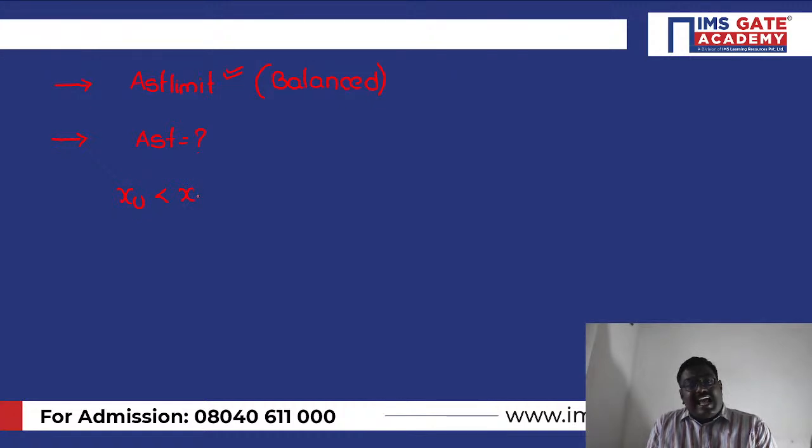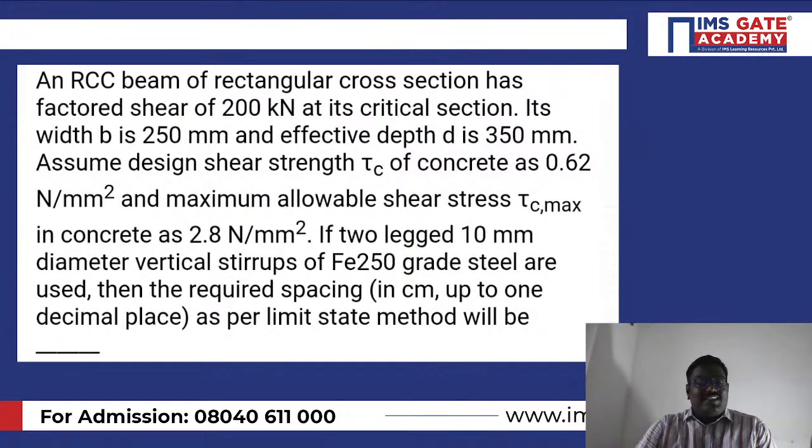be less than XU max and also AST should be less than AST limiting. These are the 2 points where they can ask you, based on these 2 points, any problem in under reinforced can be solved. I hope you are clear with this problem. Next, there was another beautiful question in shear, my dear students.